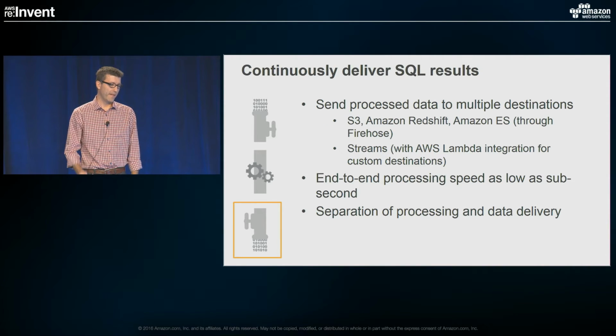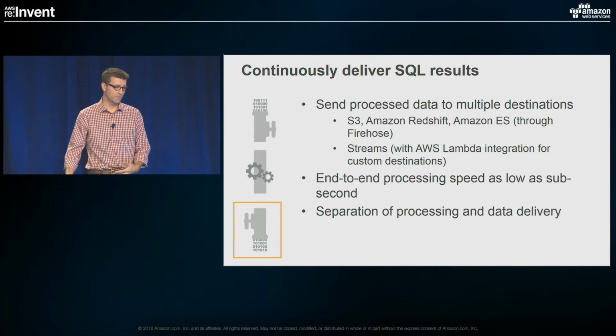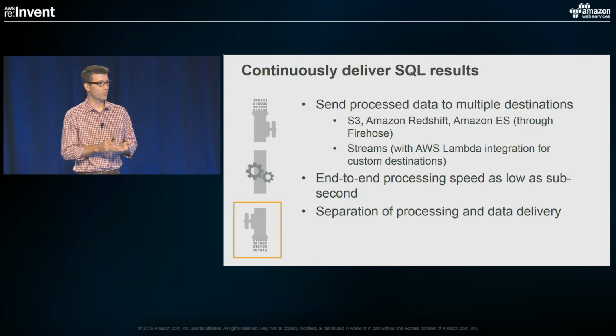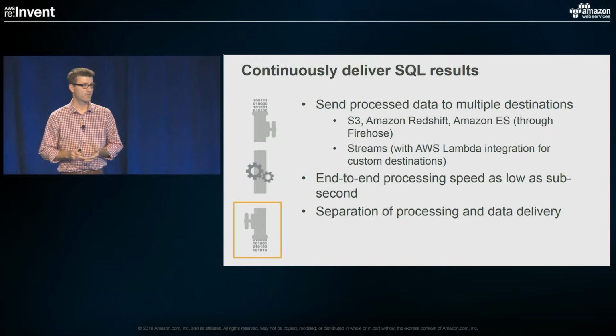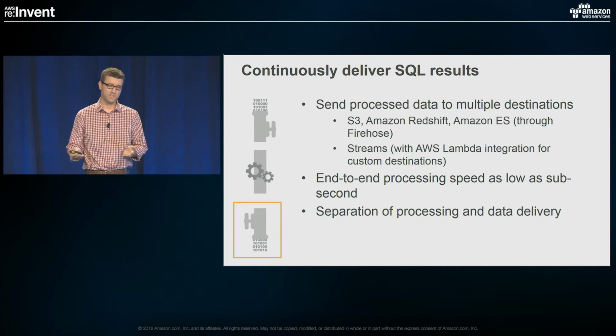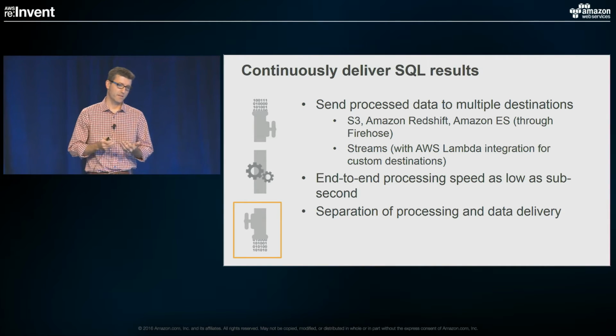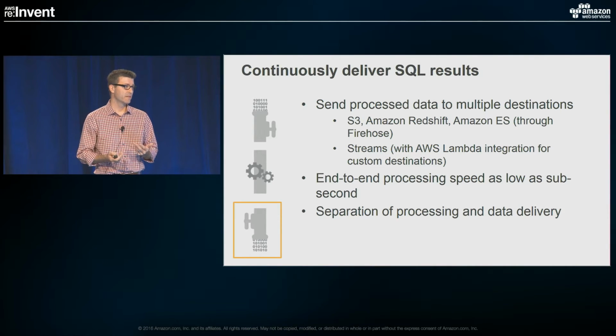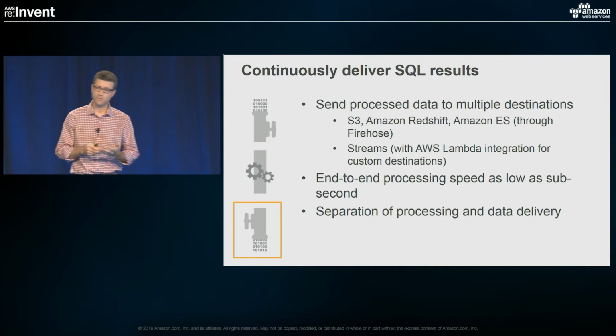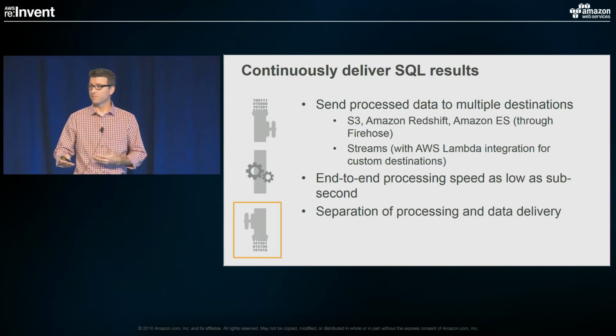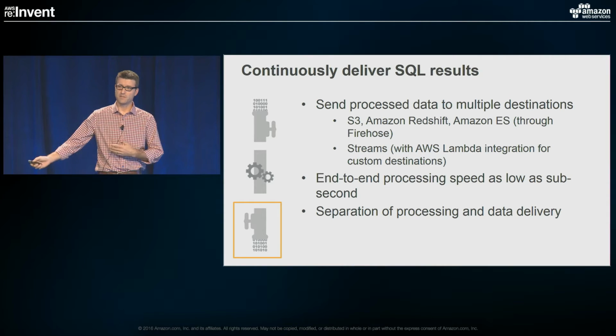Cool. And that's where we get into continuously delivering the SQL results. So you send your processed data to one of two sources, but ultimately because Firehose gives you the three destinations of Redshift, Elasticsearch Service, and S3, you get 4 destinations that you can send your output of Kinesis Analytics into. So you can send it to S3, Redshift, Elasticsearch, or into another stream. So you can send it into another Kinesis stream, so you can then do further analysis downstream if you'd like to.